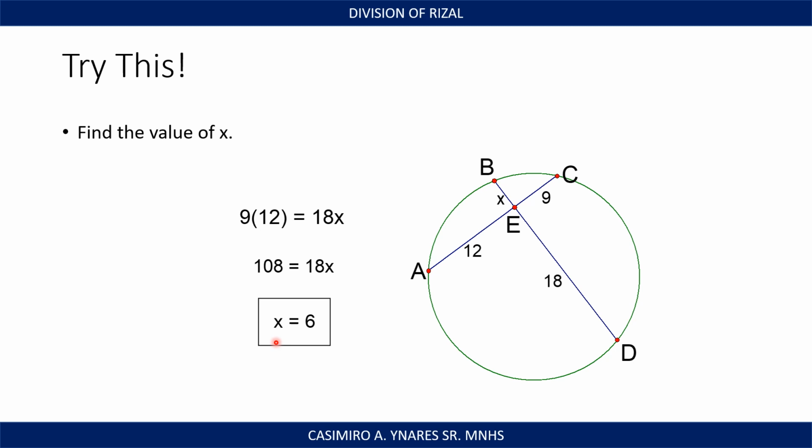Pwede natin i-check yan kung tama, ha? Dapat mag-equal sila. So 18 times 6 is 108 din. Therefore, 108 is equal to 108.